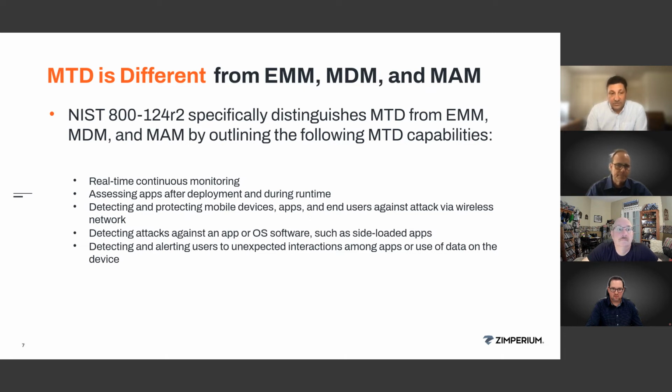And those different capabilities are real-time continuous monitoring, assessing apps after deployment and during runtime, and protecting mobile devices against wireless attacks and wireless networks. Also, the mobile OS, side-loaded apps, etc. These are all things that you need mobile threat protection to be constantly monitoring.